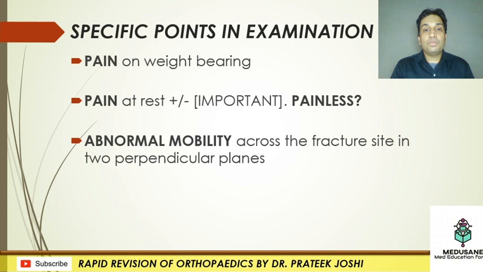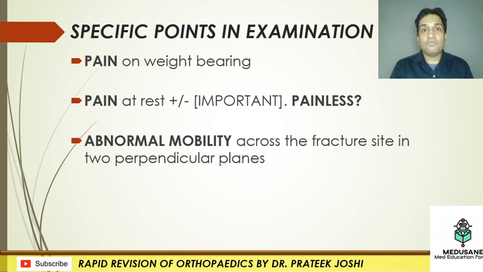Moving on, abnormal mobility will be present across the fracture site since the bone is disjointed at the fracture site, and abnormal mobility always has to be seen in two perpendicular planes. So if the fracture mobility is present in two perpendicular planes, that is along the sagittal plane as well as along the coronal plane, then this test is said to be positive. There are some exceptions to this. For example, in case of the lower limb, if you have a malunited fibula in the presence of tibia non-union, it will block the abnormal mobility and therefore the test will be false negative.